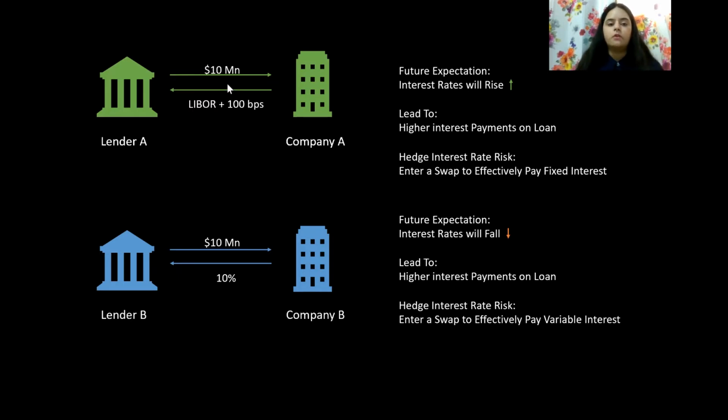This is a variable interest rate with market fluctuations, and thus with the fluctuations of interest rates, the LIBOR will also fluctuate accordingly. On the other hand, company B takes a loan from lender B of $10 million again at a rate of 10%, which is a fixed interest rate, leading to fixed interest payments. Now, these derivative instruments, and all this hedging, is done based on the future expectations of a company or an institution.